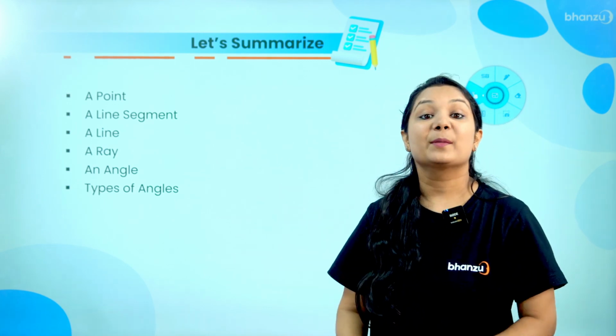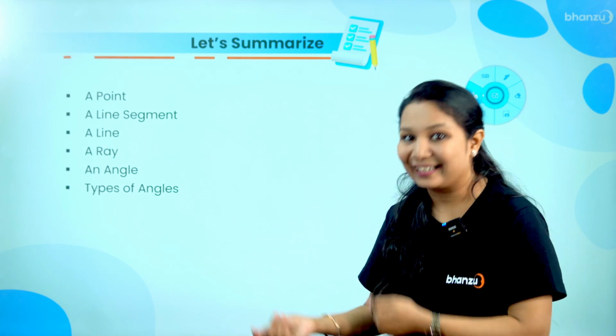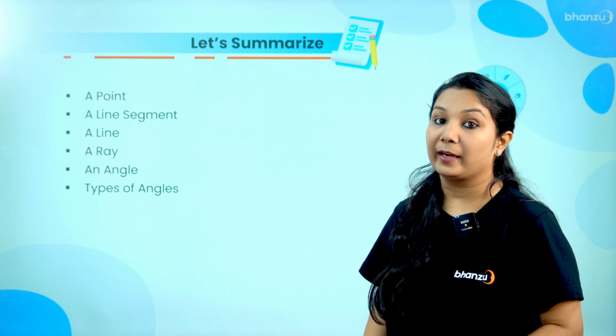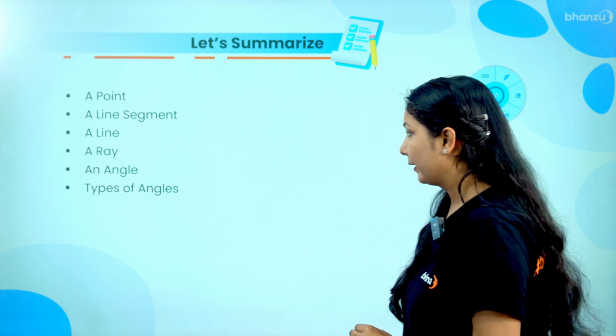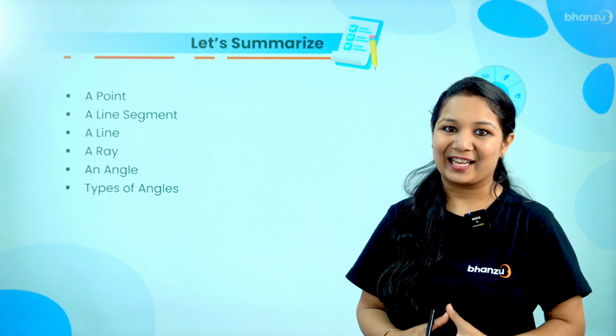An angle is made up of two arms, right? And arms are actually the rays. So it's made up of two rays and the common initial point is called the vertex because a ray starts from an endpoint, right? And types of angles. We talked about 6 types of angles basically.